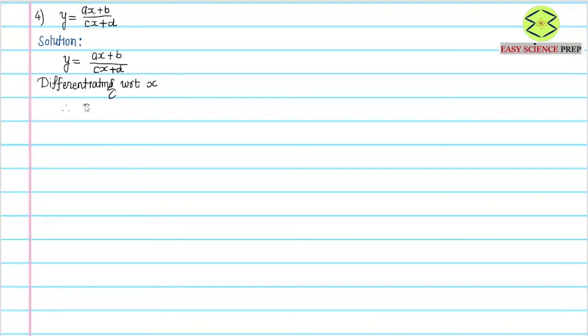So we can take another example, that is y equals ax plus b divided by cx plus d. So let's try to find the solution of this. We shall do the same step, differentiating with respect to x. That is going to be dy by dx.